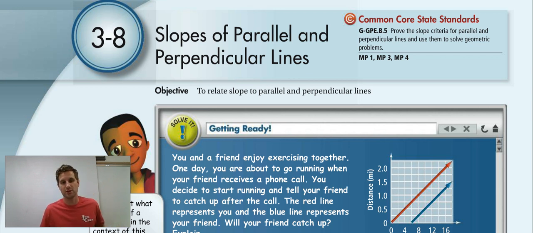Boom, right there at the top, slopes of parallel and perpendicular lines. So we're going to relate the slope to parallel and perpendicular lines. We talked in our last lesson about slopes and equations of a line. Now we're going to get into the particulars of the slopes of parallel and perpendicular lines. Remember, parallel lines never meet, and perpendicular lines meet at a 90 degree angle. So let's go ahead and get to it.